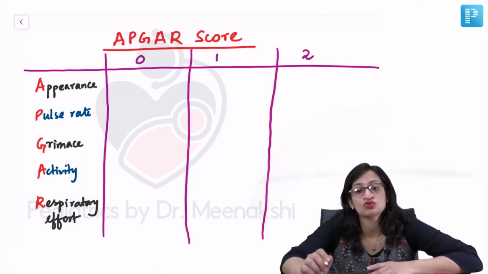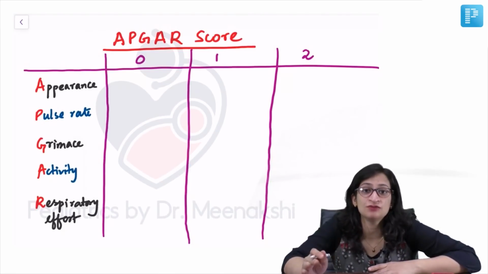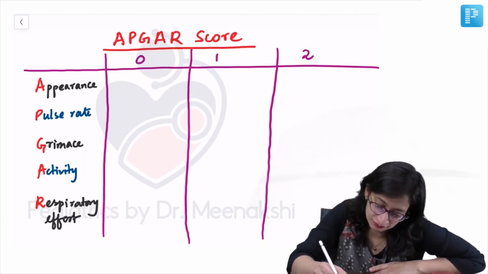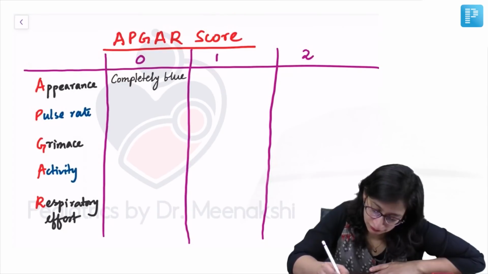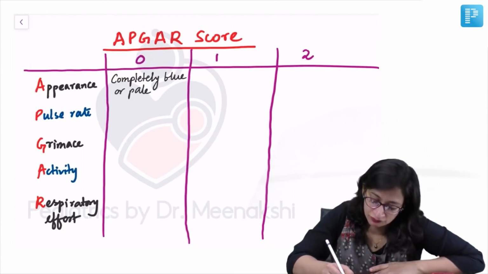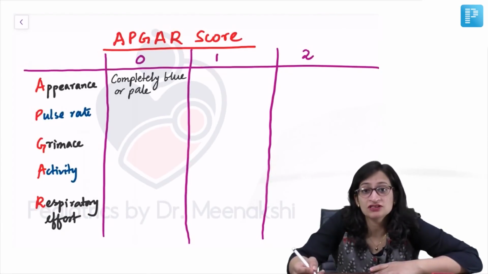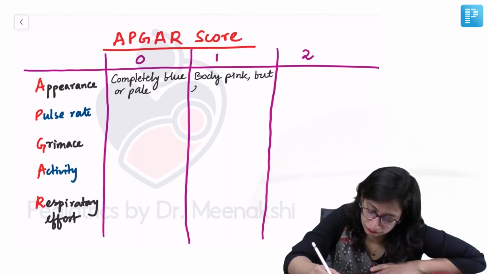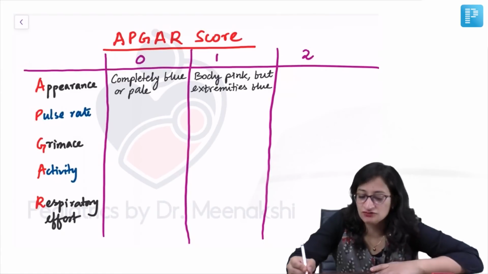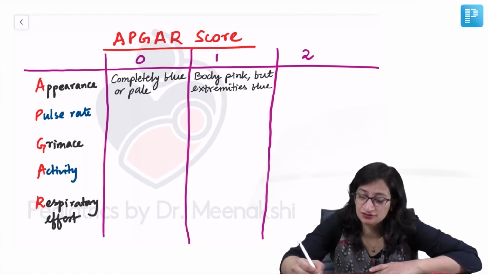For appearance, we give it a score of 0 if the baby is completely blue or completely pale. We give it a score of 1 if the body is pink but extremities are blue, like peripheral cyanosis. And we give it a score of 2 if the baby is completely pink.